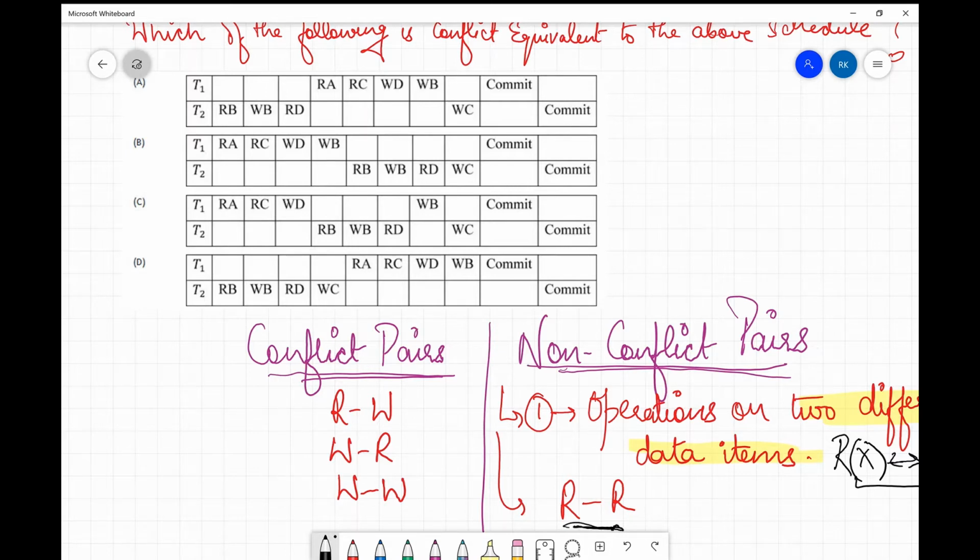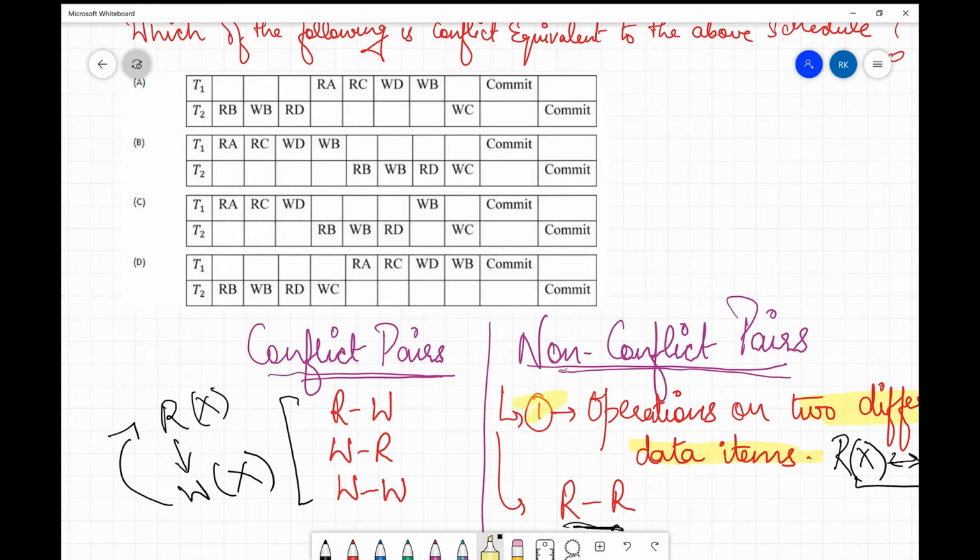By these I mean, if I am performing read of X and then write of X, and I swap the order of these two operations, then it becomes a conflict. So this should not happen. We need to preserve the ordering in these kinds of pairs, and the ordering in the other pairs does not matter. You can swap them in any order you want.